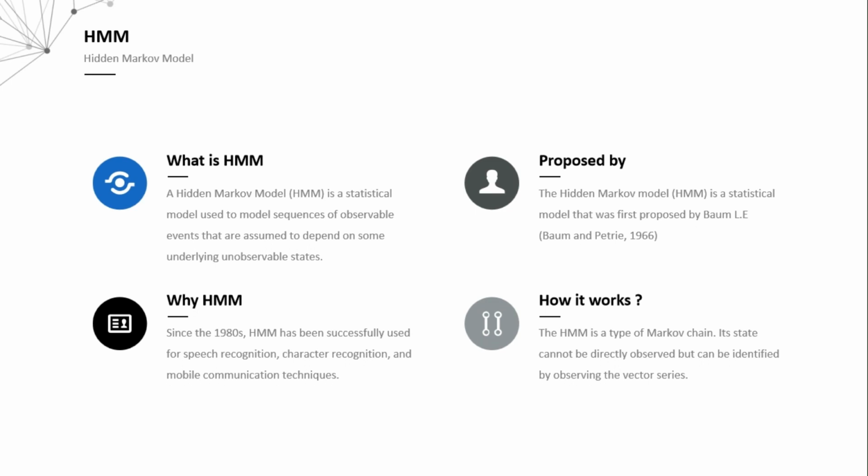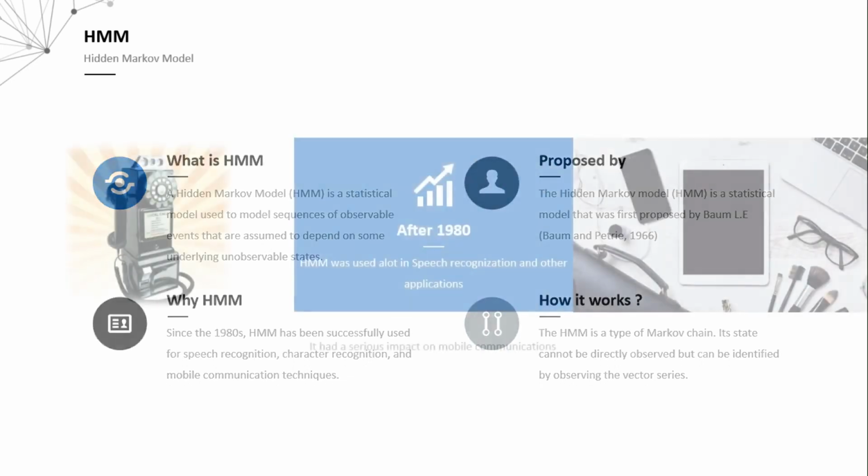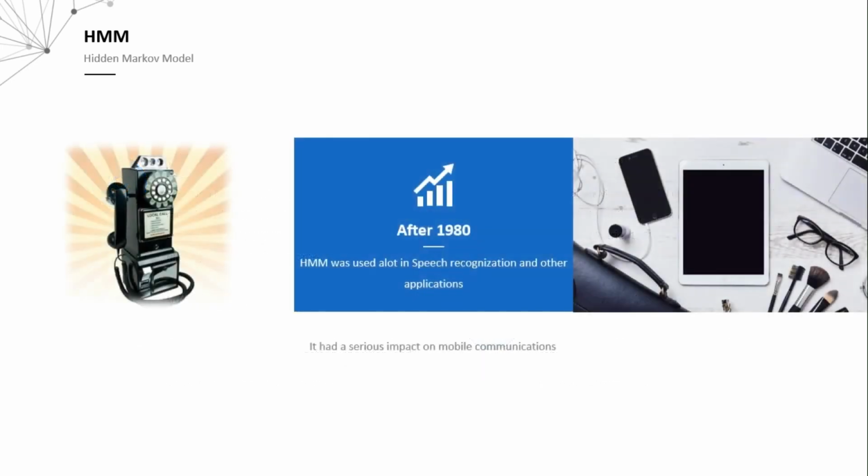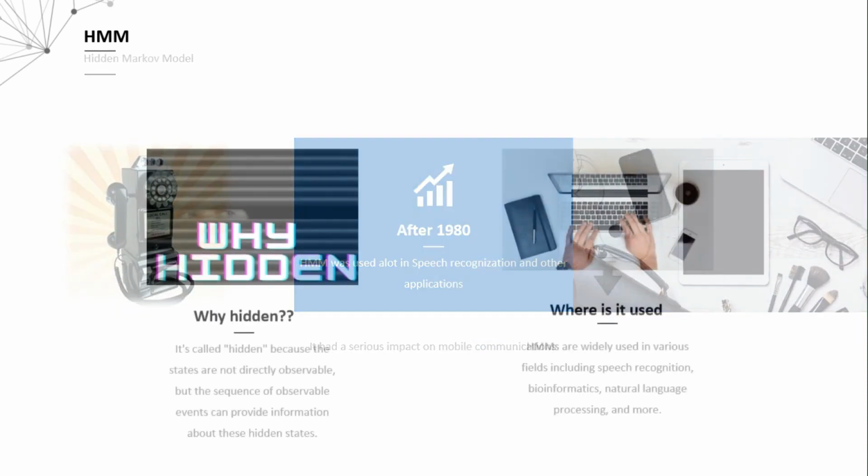Why HMM? Since the 1980s, HMM has been successfully used for speech recognition, character recognition, and mobile communication techniques. How does it work? Well, the HMM is a type of Markov chain. Its state cannot be directly observed but can be identified by observing the vector series. It had a serious impact on mobile communications after the 1980s.